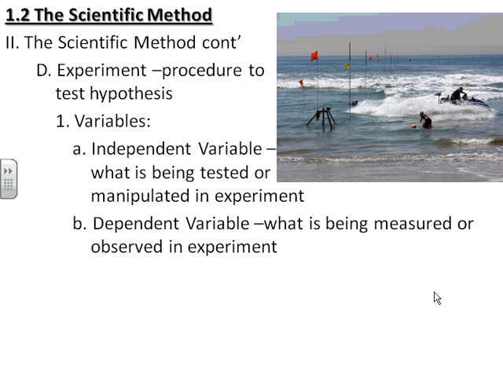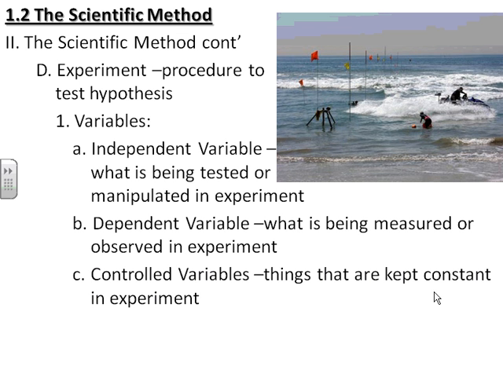So again, in my example, what I'm measuring is how fast fish swim as I raise the temperature in my aquarium. So again, it's the speed of fish swimming. And that, again, is usually what we measure in an experiment. The other variables will be things called controlled variables, and these are things that are kept constant in an experiment.